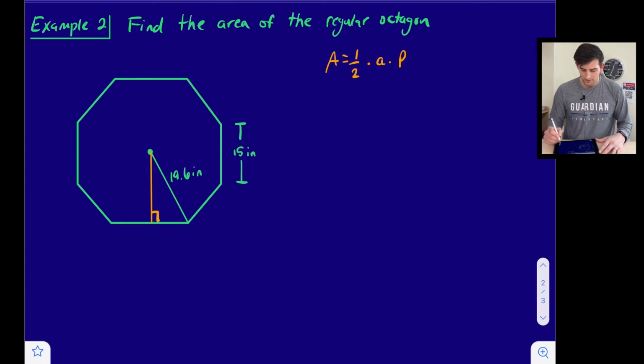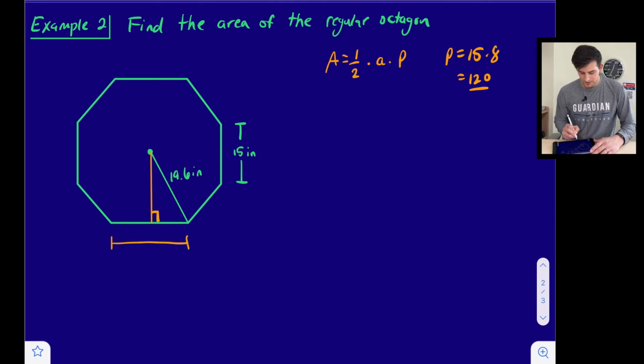So we know the perimeter, if we have an octagon, then the perimeter is going to be 15 times 8. So we can do 15 times 8, and we get 120. So we can come back to that and add that into our area formula in just 1 second. All right, so now we know that this entire side here would be 15. So since we are dropping this apothem here, it is going to bisect the side. So now we know this side would be 7.5 inches.